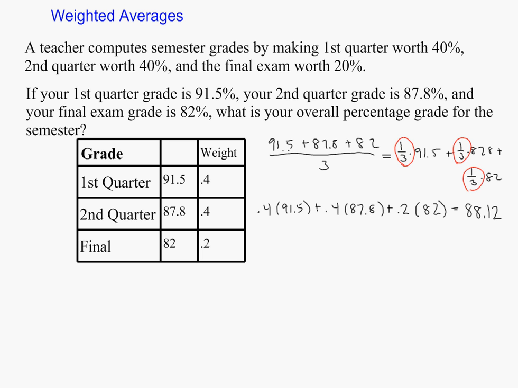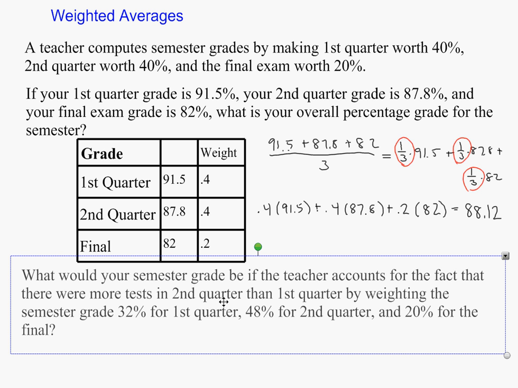Okay, I'm just going to give you a practice problem to try on your own. Okay, here it is. What would your semester grade be if the teacher accounts for the fact that there were more tests in second quarter than first quarter by weighting the semester grade 32% for first quarter, 48% for second quarter, and 20% for the final?